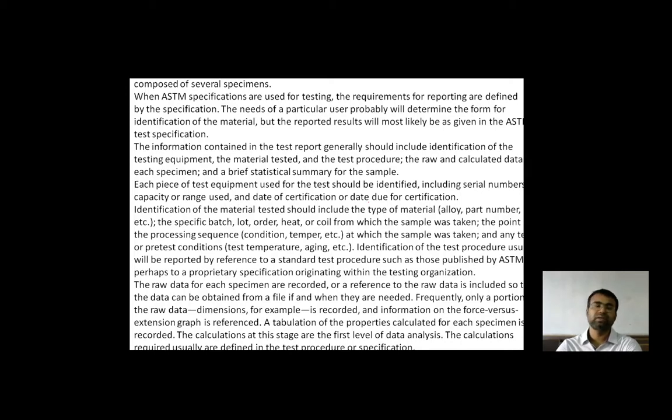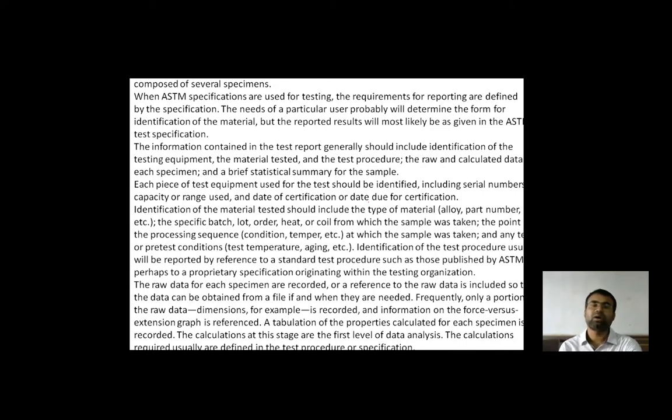By the specification, and the needs of a particular user, probably will determine the form for identification of the material. But the reported result will most likely be given as the ASTM standard test specification. So the information contained in the test report generally should include identification of the testing equipment and the material to be tested, the test procedure, the raw and the calculated data for each specimen, and the brief statistical summary of the sample. So these things still need to be taken care of regarding reporting.